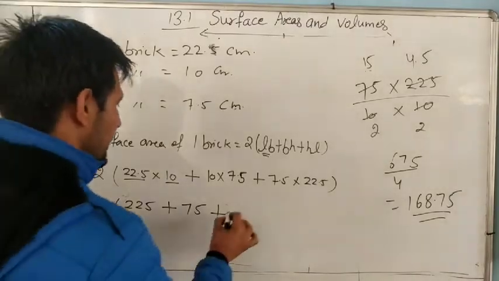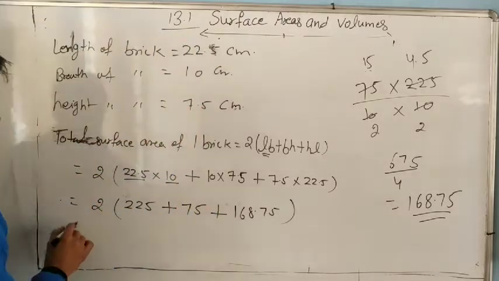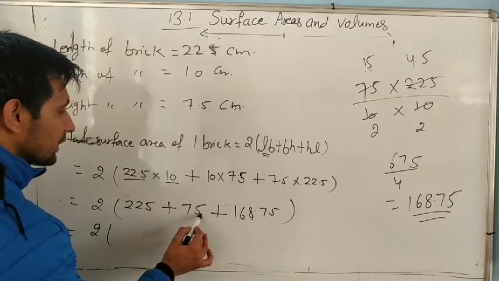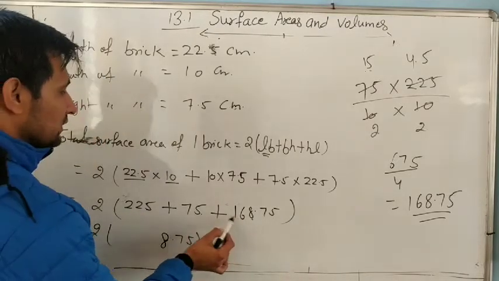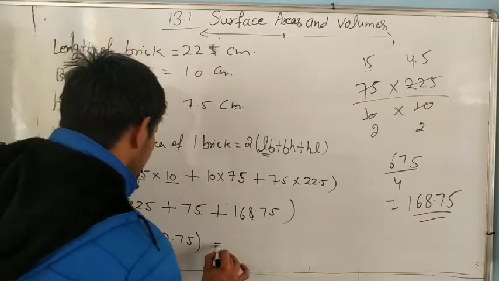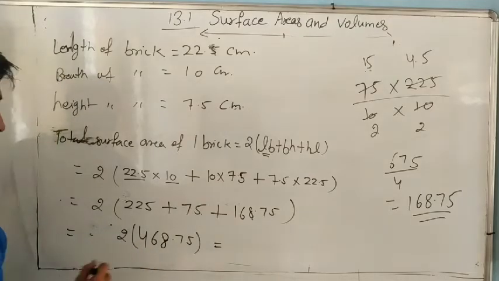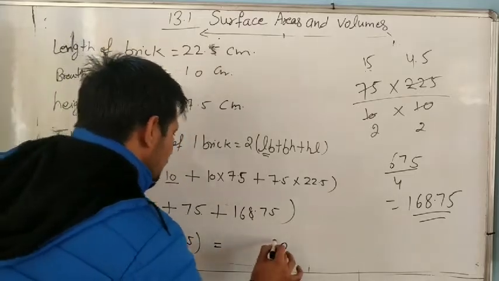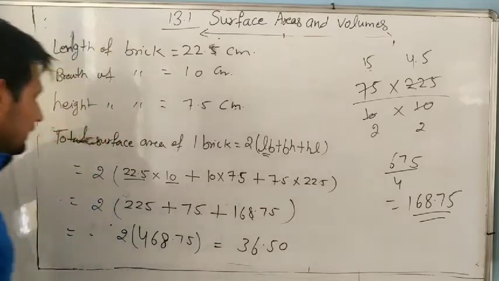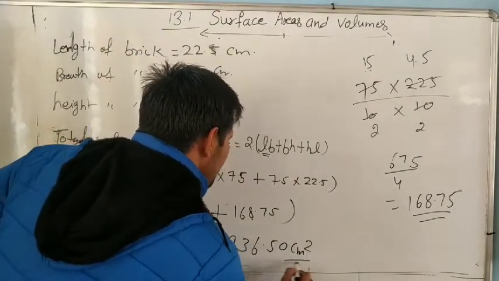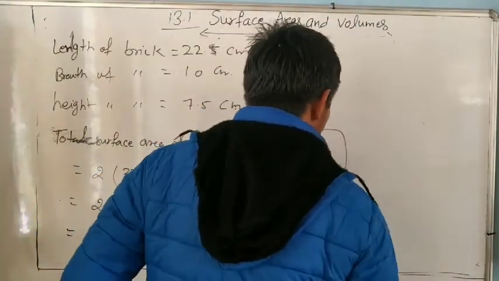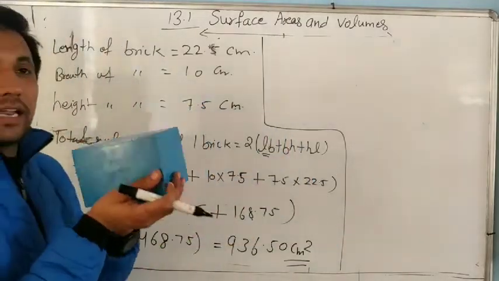So it is the dimension, 168.75. Now add all of these: 225, 75, 168.75. Then multiply by 2, and we get 937.5 centimeter square. It is the area of one brick.